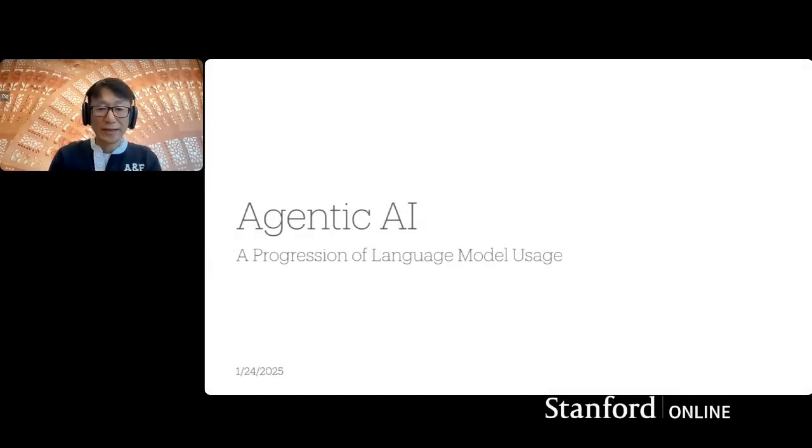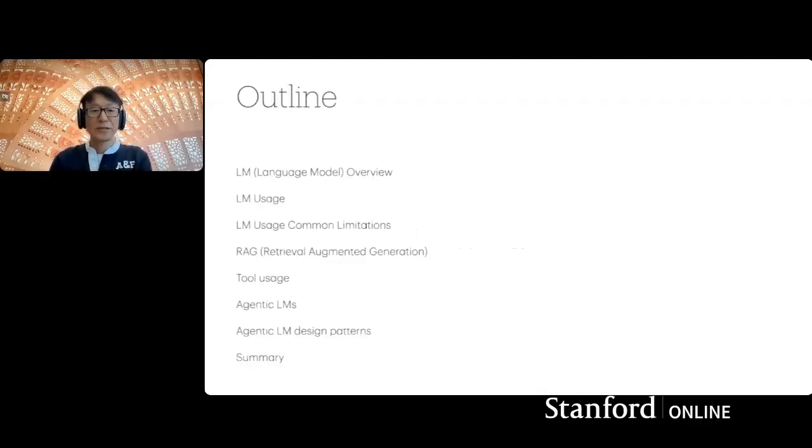So today we'd like to go over agentic AI, agentic language model, as a progression of language model usage. So here is the outline of today's talk. We'll go over the overview of language models and how we use them, and then the common limitations, and then some of the methods that improve towards these common limitations. And then we'll transition into what is the agentic language model and its design patterns.